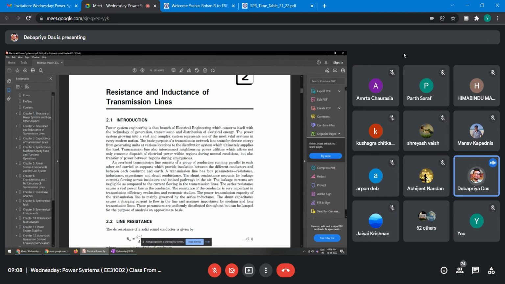And of course, although it is high voltage, later I'll give you some thought on the concept of the virtual power plant that is coming.